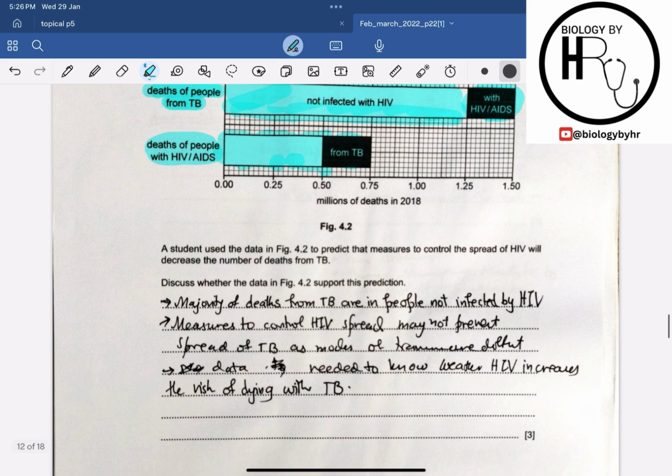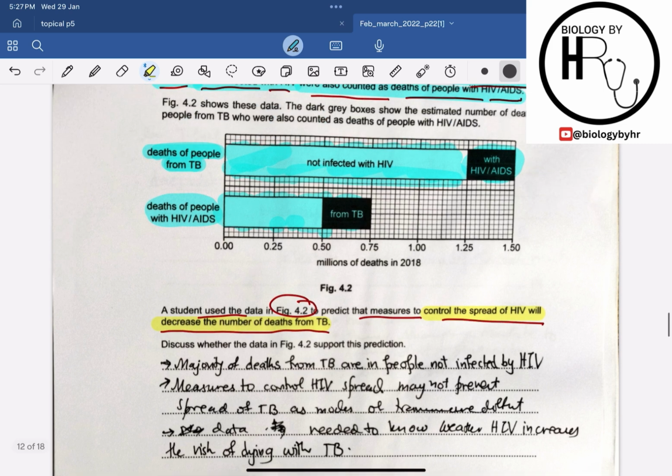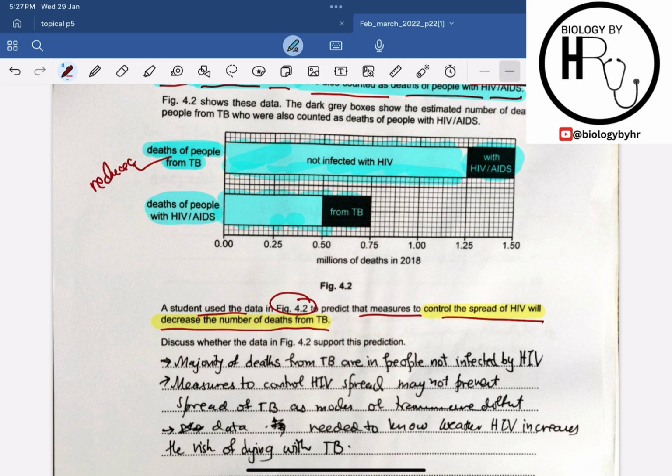So now they are saying in the question that a student used the data from figure 4.2 to predict that measures to control the spread of HIV will decrease the number of deaths from TB. So basically they are saying that if we control the spread of HIV, it will decrease the number of deaths from TB, right? The number of deaths from TB will be reduced if you control HIV, they are saying.